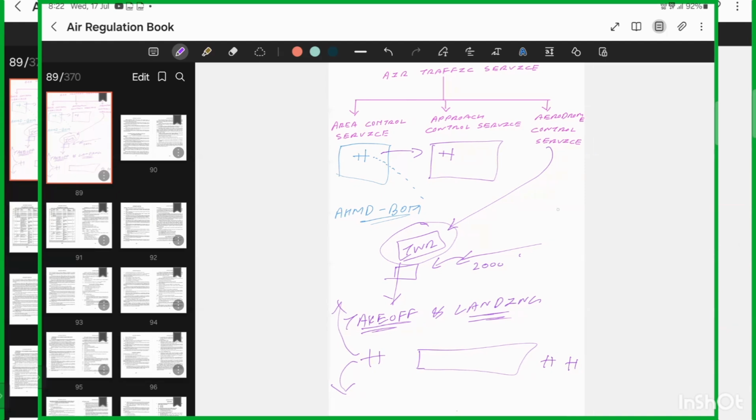Let's say there is an aircraft coming into the Mumbai region from Delhi. Initially, whom will he be in touch with? First, he will contact the area control service. Area control service will give him descent. Once he is below a certain altitude, let's say 27,000 or 30,000 feet, he will go to approach control service. From approach control, he will then go to aerodrome control service. Understood how the sequence of action is being done?